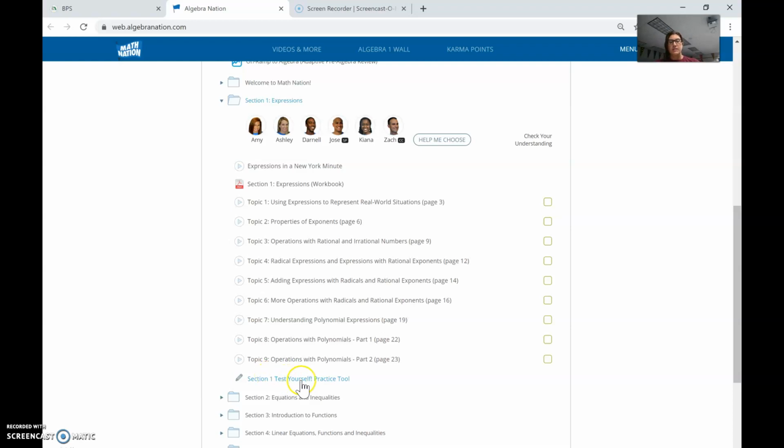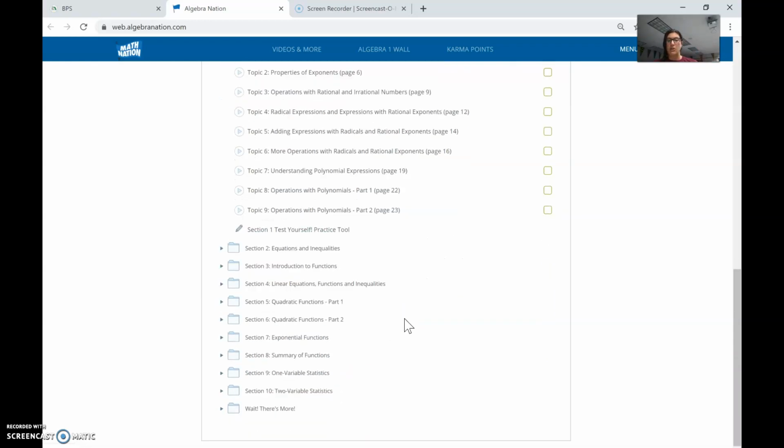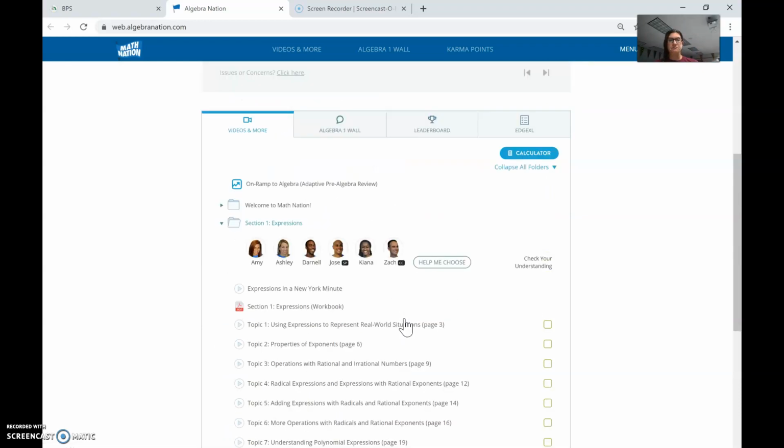If you do one of these Test Yourselves, there are 10 questions, and if you don't do so hot, at the end you can check any problem that you didn't get correct. There's a solution video that you can go through and look at. Also, if you want to retake it, you can, because they pull from a 50-question bank, so you'll see different questions. It's just another place where you can get some good practice. There's a folder for each unit that we go through for this whole year.